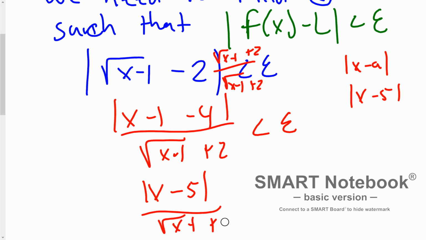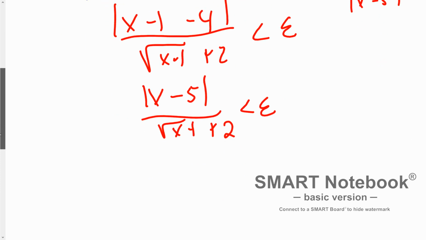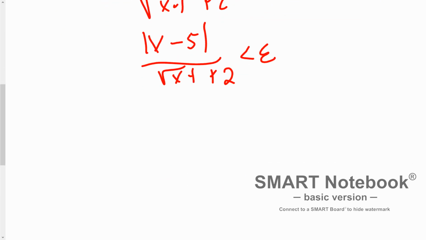Oops, that's a 2. Okay, that's a minus 1. Getting a little sloppy here. All right, so then we can go ahead and think about how we can get rid of this bottom, right? Because we don't really want that bottom there.